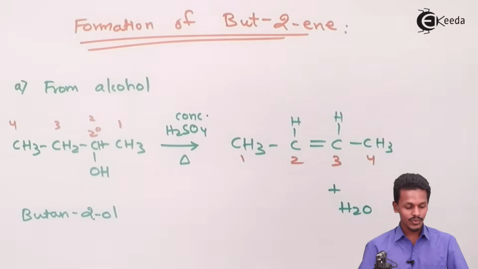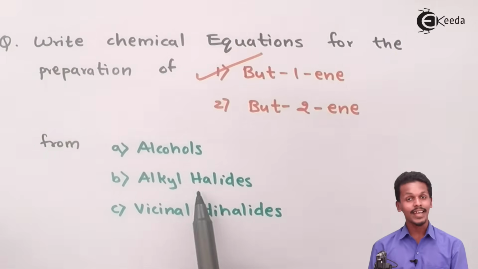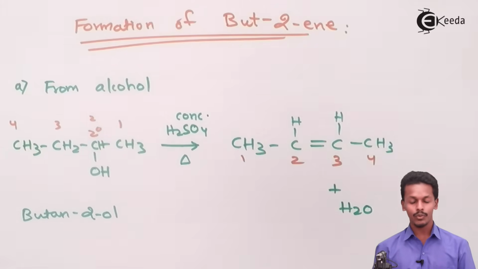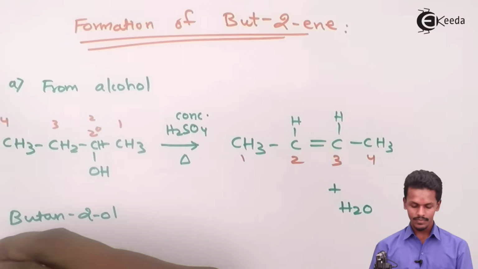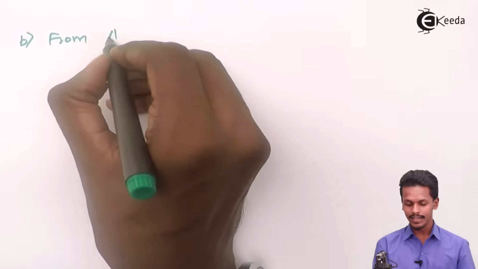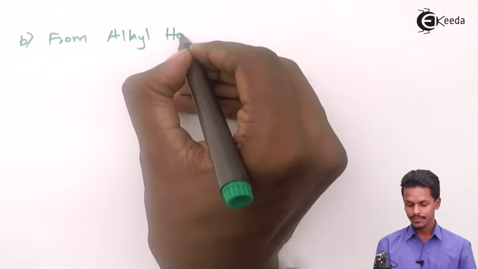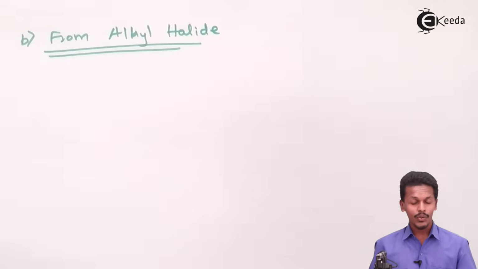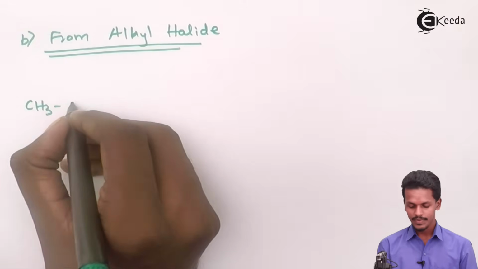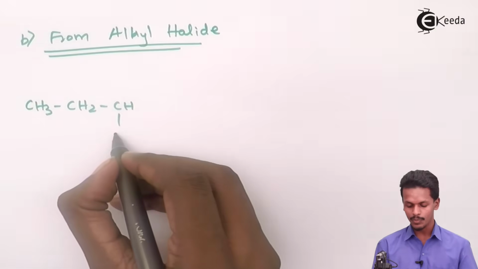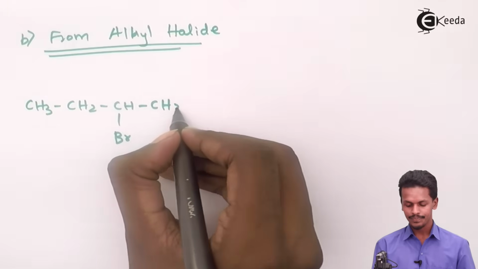Let us discuss the next one that we wanted to explain, that is from an alkyl halide. Again, it is very similar to what we did here. The only thing we have to do is replace this OH with a halide group. So let me explain it. The second thing is we have to prepare it from an alkyl halide. The alkyl halide that we could take is CH3, CH2, CH, and the halide could be any one. Let me take it as Br again, and this is CH3.